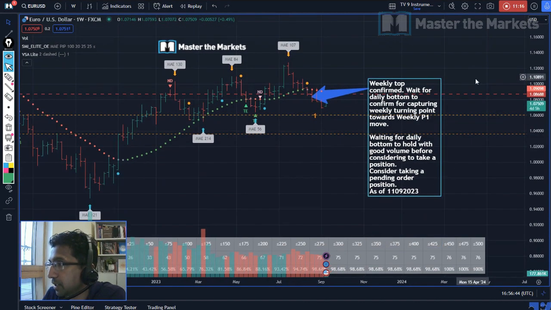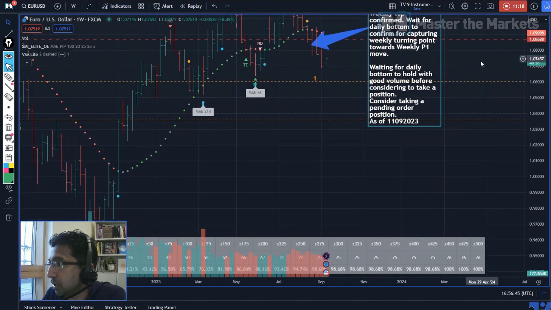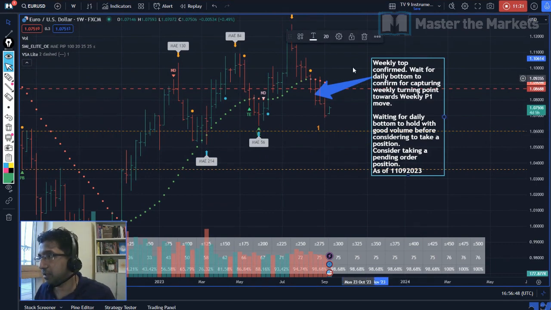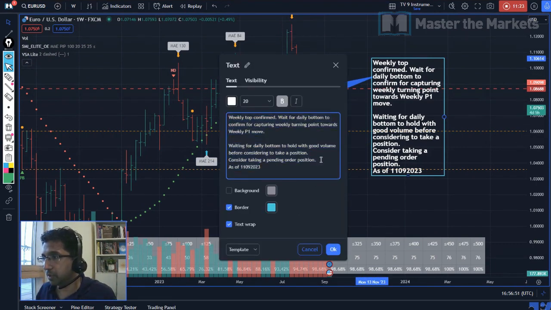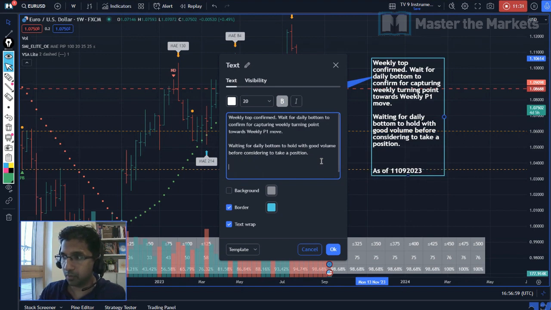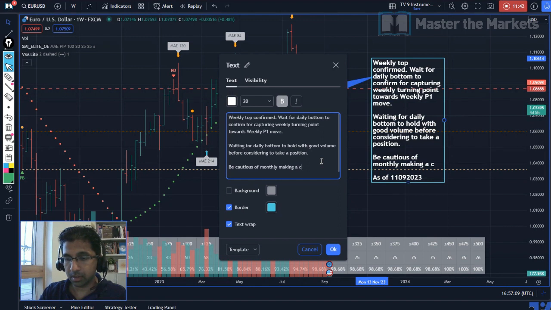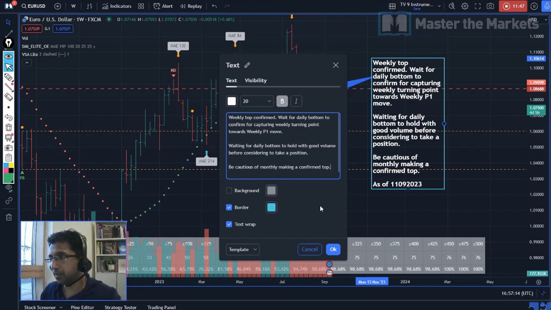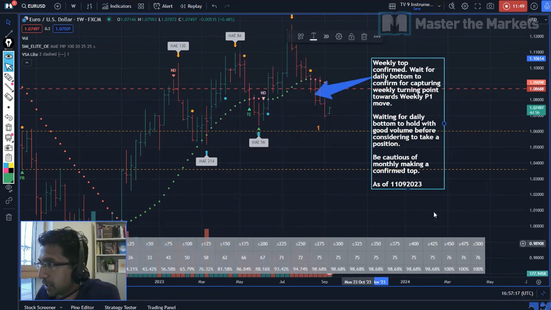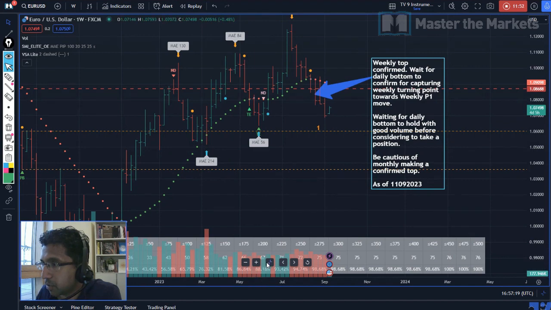So, I will just write that onto the text box here. Waiting for daily, but consider taking a pending. Because if you take a position, traders must be very cautious of monthly making a confirmed top. Okay, right. So I would just put that in, and we will look at that later on.